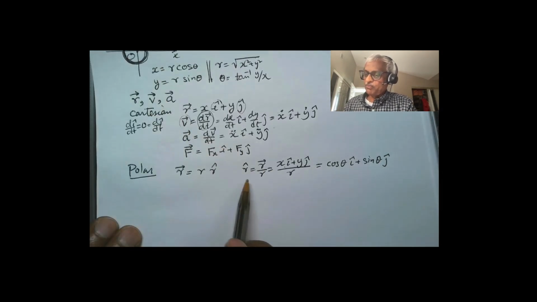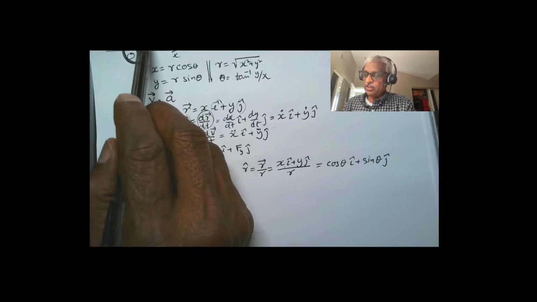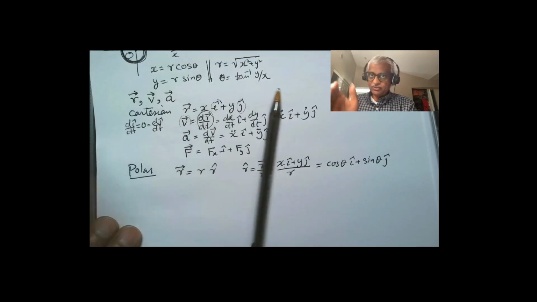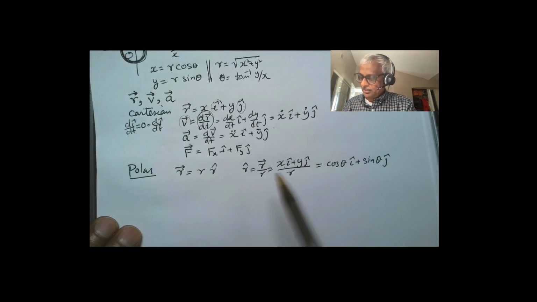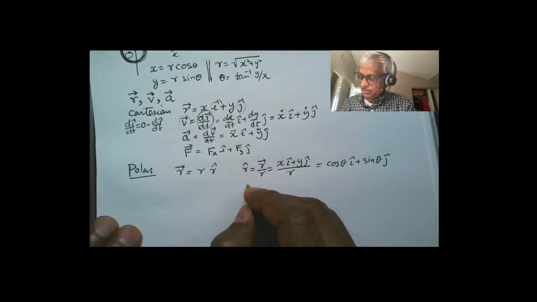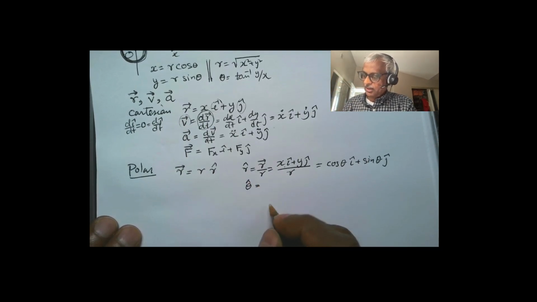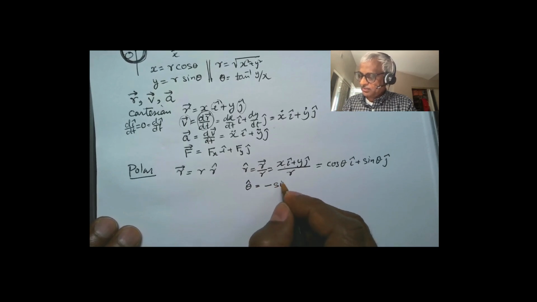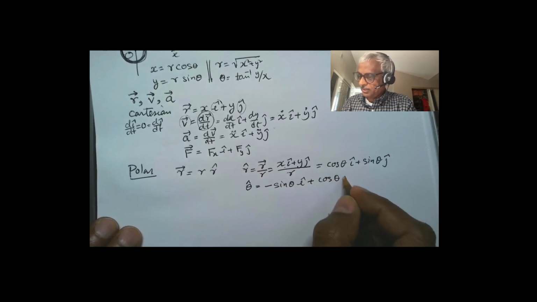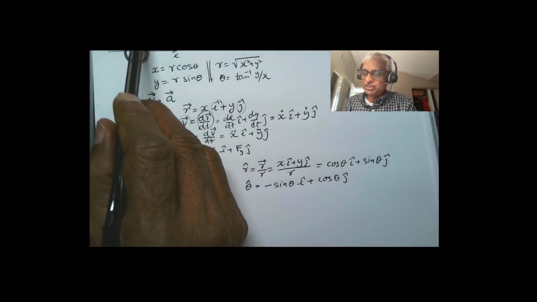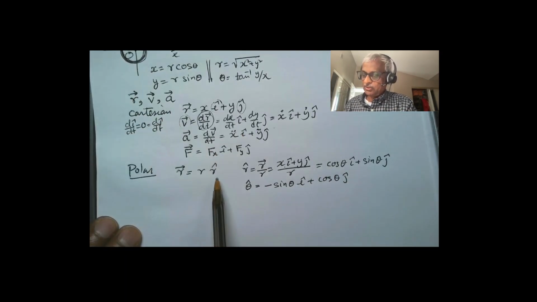And because theta hat is 90 degrees counterclockwise, going in the theta hat direction, you can write this as minus sine theta i hat plus cosine theta j hat. And now the object moves, theta changes, so r hat will also change with time.